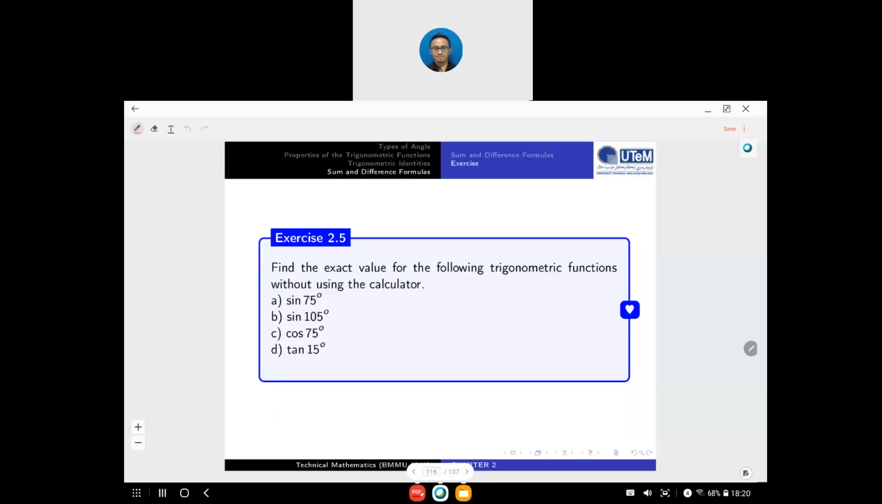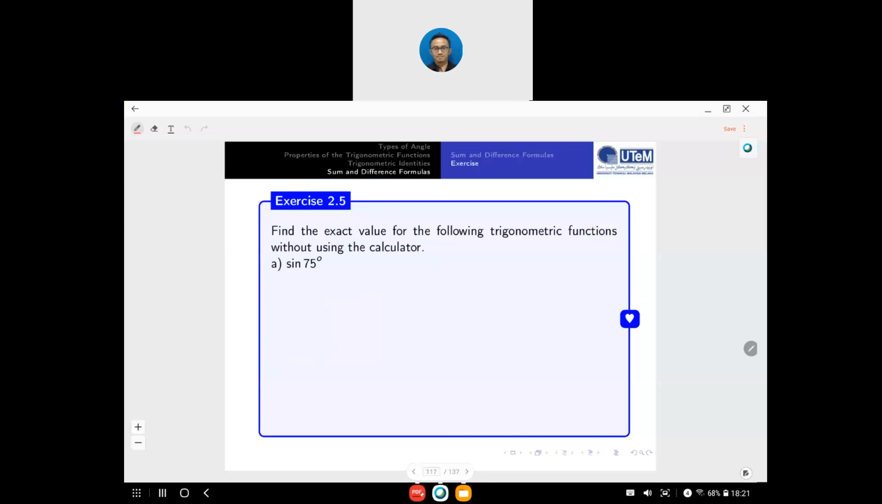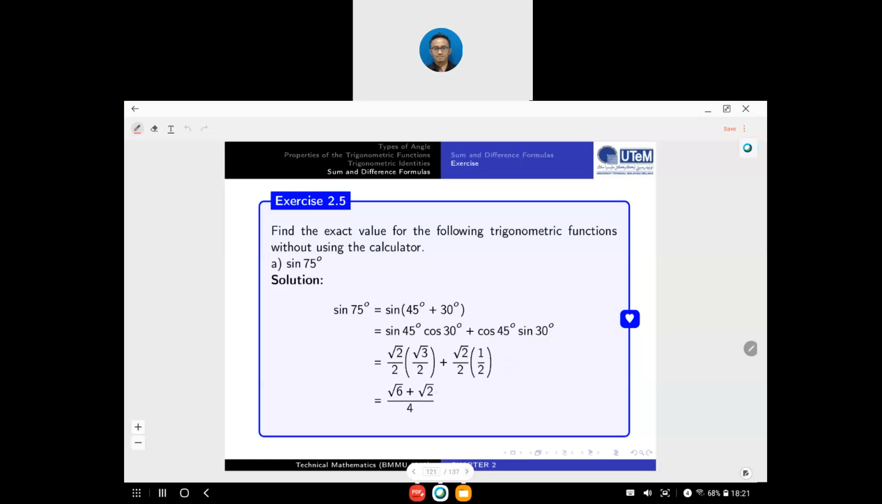Now look at the answer for sin 75. Sin 75, also the same thing, 75 degrees you can get from 45 degrees plus 30 degrees. So this one is sine, with the plus. Just use the sum formula for sine, so you can get this. Then using the special triangle you can get these values. After solving, you can get (root 6 plus root 2) over 4. So this is for question A.